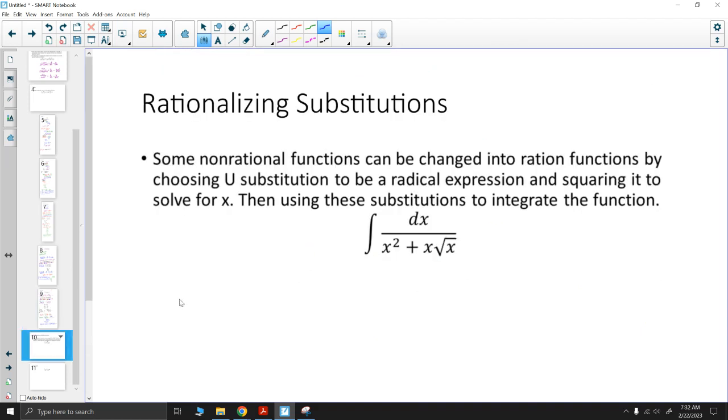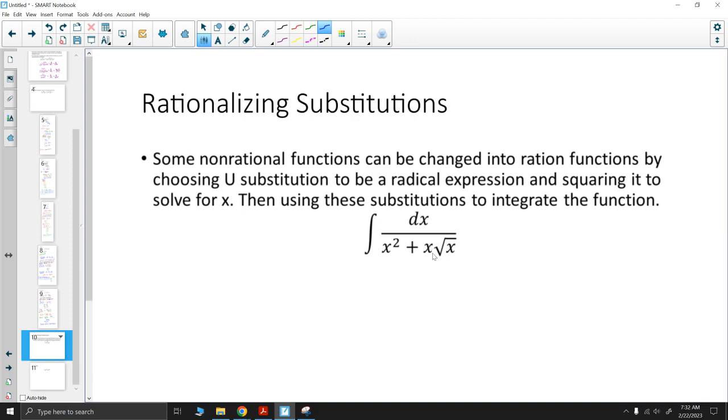So now we're going to talk about rationalizing substitution. Sometimes you have a non-rational function that can be changed into a rational function by choosing some u substitution to be a radical expression, squaring it, and solving for x. So we sometimes use that.